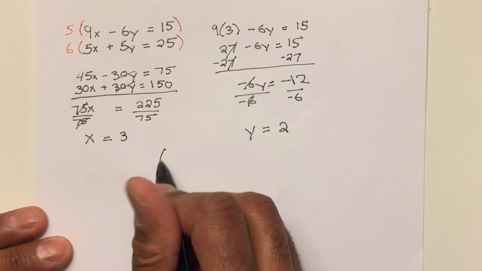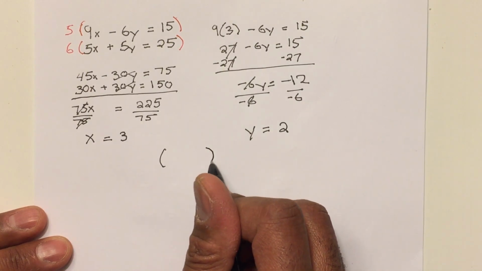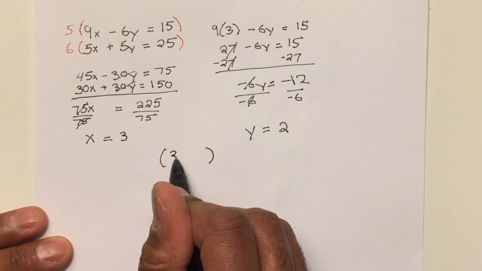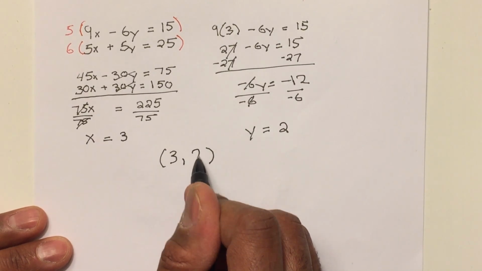Now we want to write our answer as an ordered pair. And just as in the alphabet, x comes before y, so the 3 will come first, and the 2 will be our y coordinate.